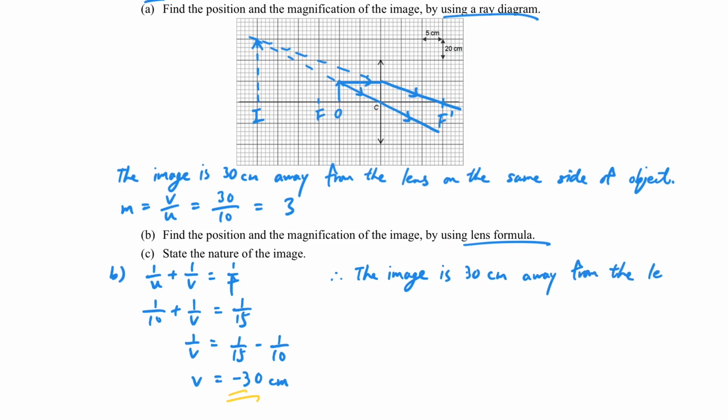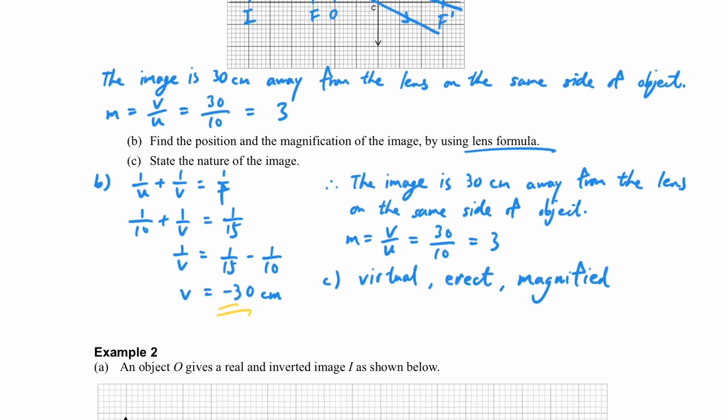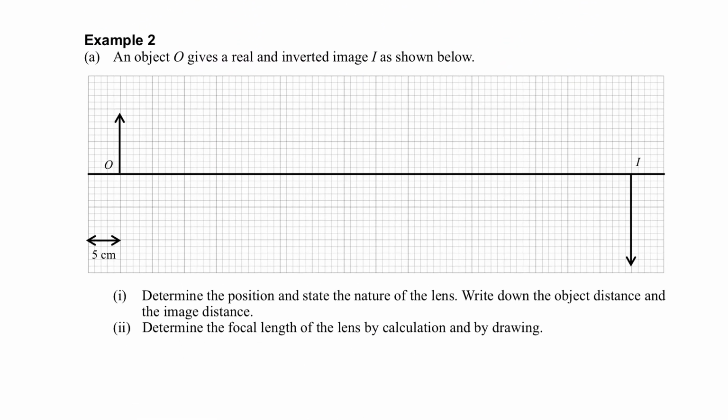So when you see that v is a negative value, because a virtual image must be on the same side as the object, we can get the completely same conclusion. And for m equal to v over u, we just substitute the positive number, which is enough because it's just the ratio. And because we know that it is virtual, we know that it is also erect. And by calculating the magnification, we also know that it is magnified.